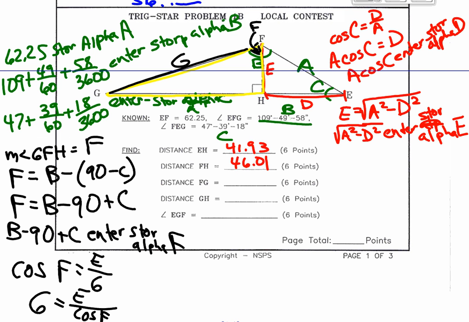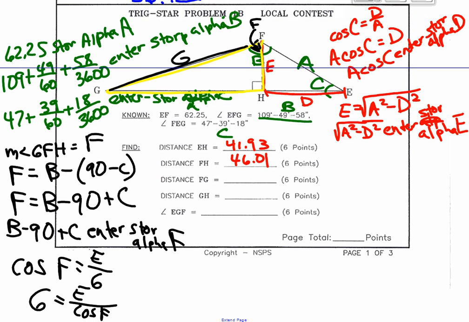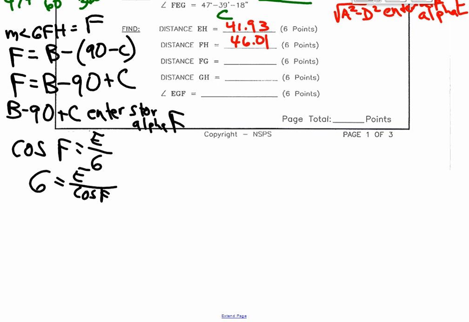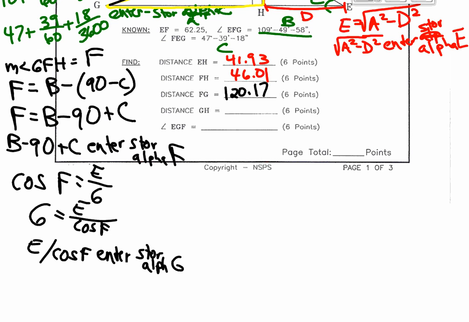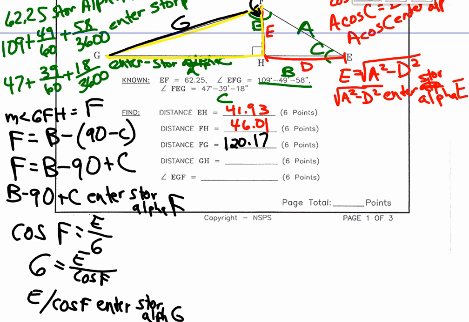And so on my calculator, I'm doing E divided by cosine F, enter, and then I'm going to store that as alpha G. And when I get that answer, it is FG, which is 120.17. And so that gives me that piece right there.